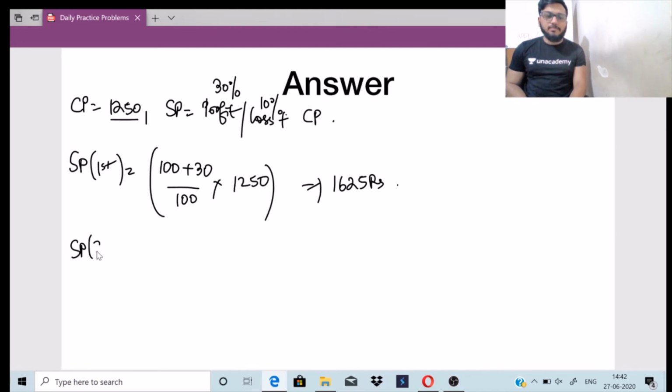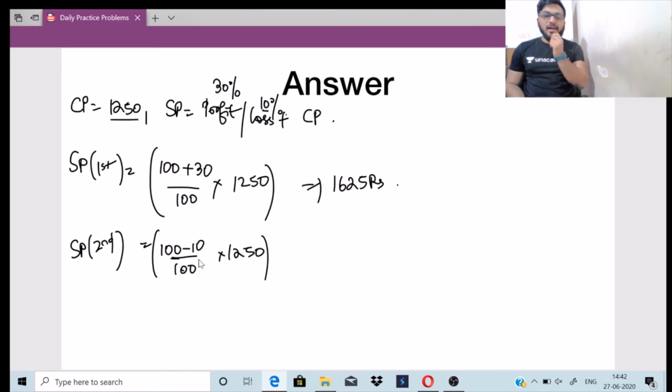Now the SP of the second parrot, which is having a loss of 10%. What does loss mean? Negative, right? 100 minus 10 divided by 100 into 1250. Because this is a loss, I am minusing here. This will be 90 by 100 into 1250, which is 1125 rupees.